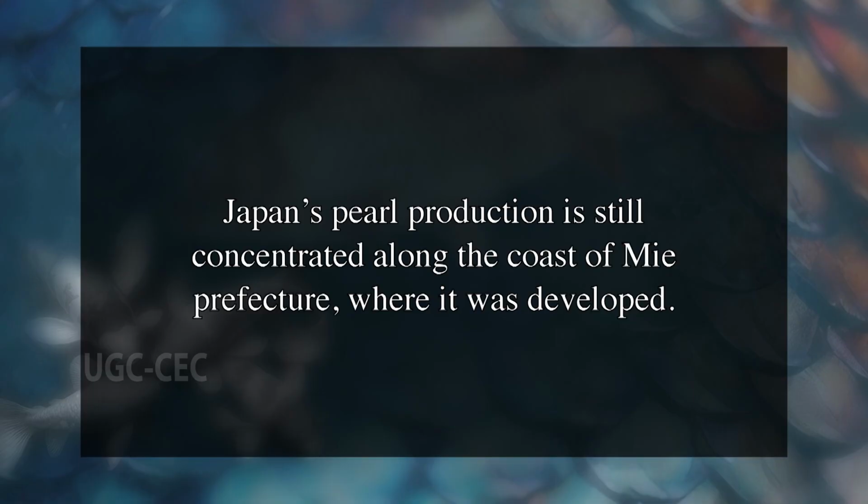The treated oyster is placed in a culture cage on a floating raft, and after some months or years, the cultured oyster produces a pearl. Japan's pearl production is still concentrated along the coast of Mie Prefecture, where it was developed.